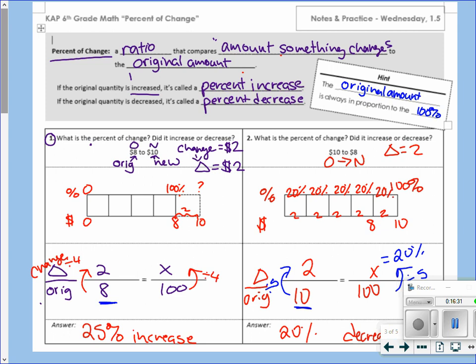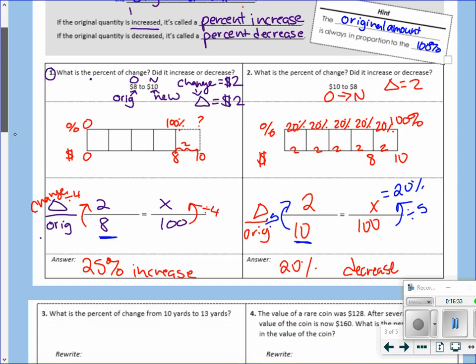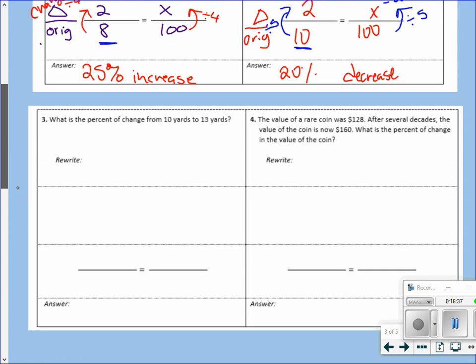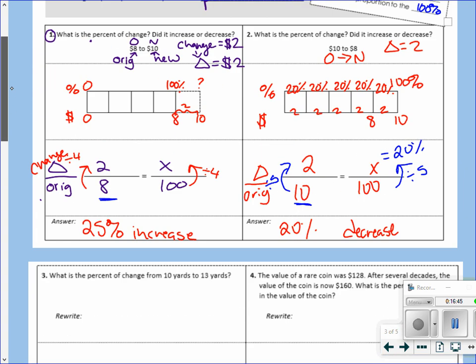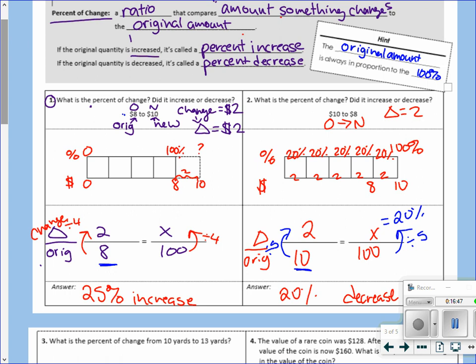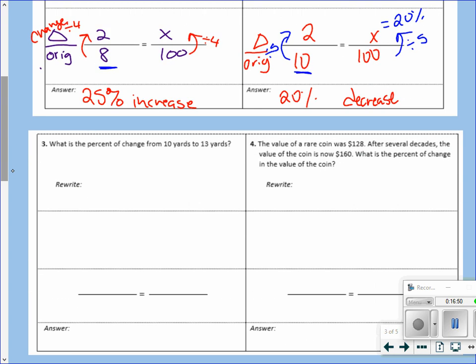Okay? So I'm going to get you set up on one more, and then I'm going to let y'all try a couple. Are we good to go to the next page? Or no, not the next page, but this one. Okay, so we need to figure out what is the percent of change from 10 yards to 13 yards. So I want to rewrite it like they did up here, the $8 to $10. What would I write for this one? 10 yards to 13 yards.